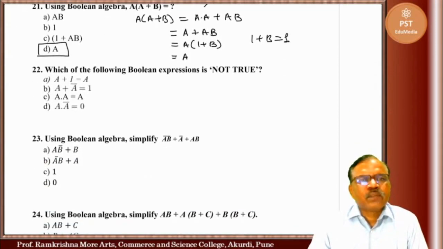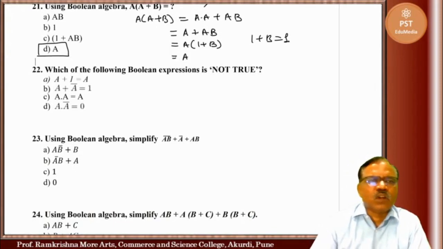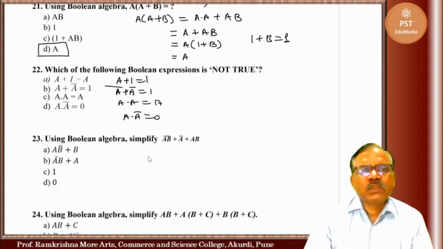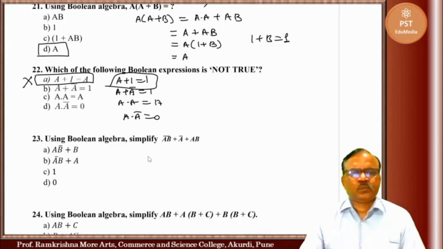Now next one, which of the following Boolean expressions is not correct? Now here A plus 1 is equal to 1, A plus A bar is equal to 1, A into A is equal to A, and A into A bar is 0. So A plus 1 must be equal to 1. So A plus 1 is equal to A is not true.